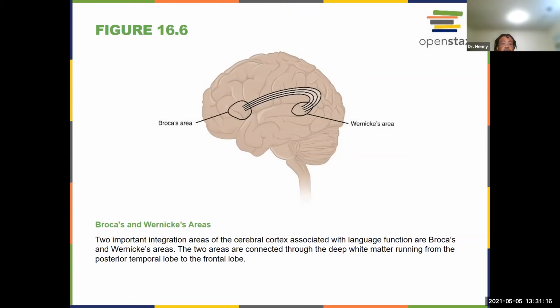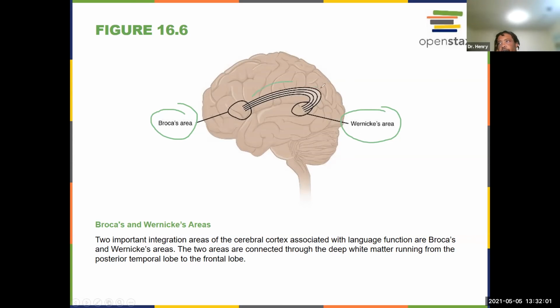Okay, so we also have speech and language, which is going to be part of the mental status exam. So the ability to speak is going to be associated with the Broca area, and the ability to understand speech is going to be associated with the Wernicke area.